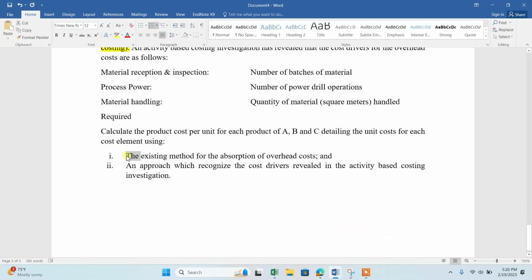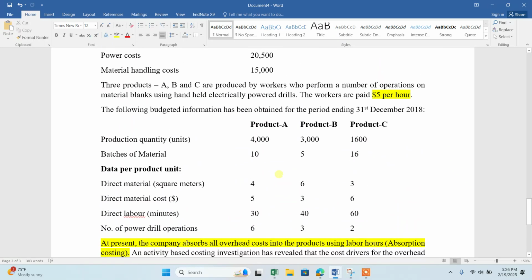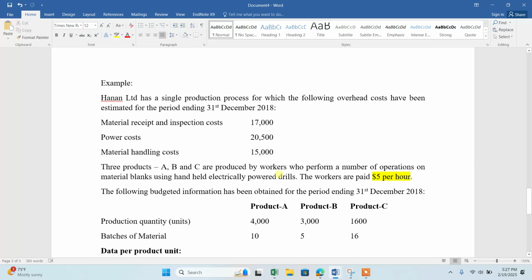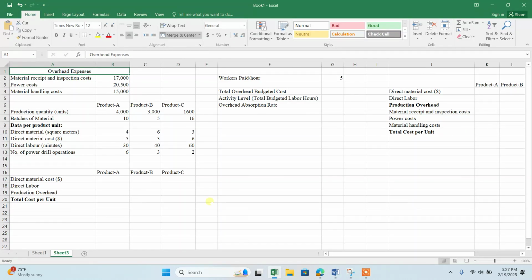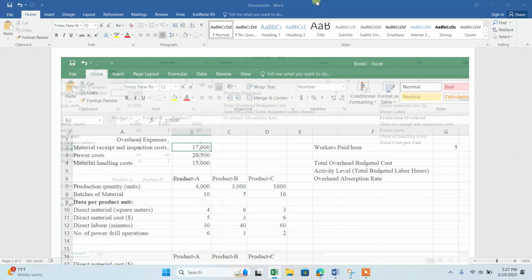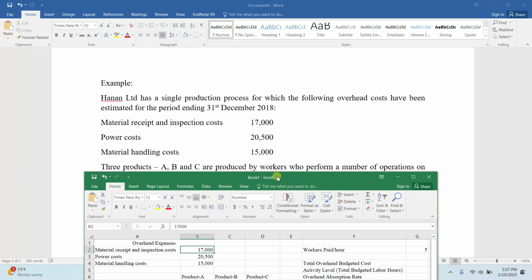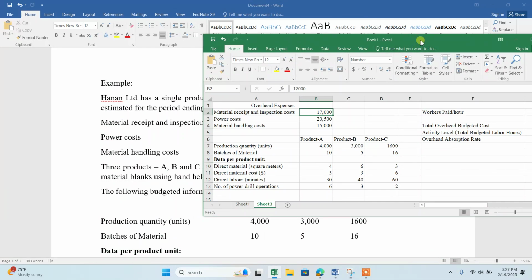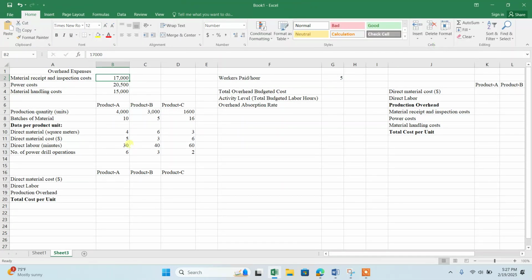This is the requirement. Using the existing method for absorbing overhead cost, we are supposed to calculate the product cost per unit of each product. Now, my dear, let's start solving the question. First, I'm going to solve the question by using the absorption costing method. To save time, I have entered the data already here. This is nothing but the data copied into MS Excel.